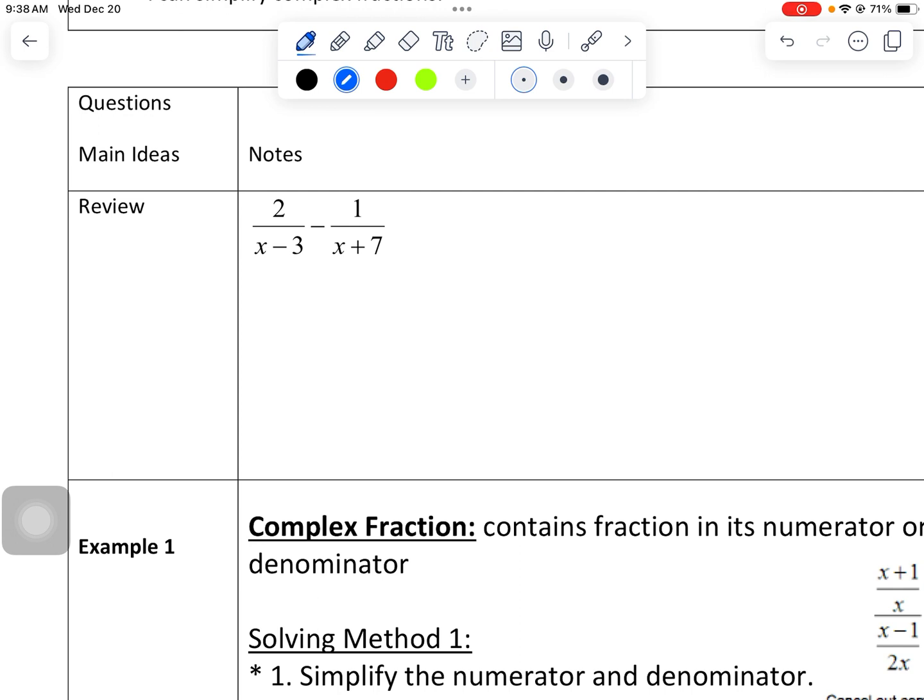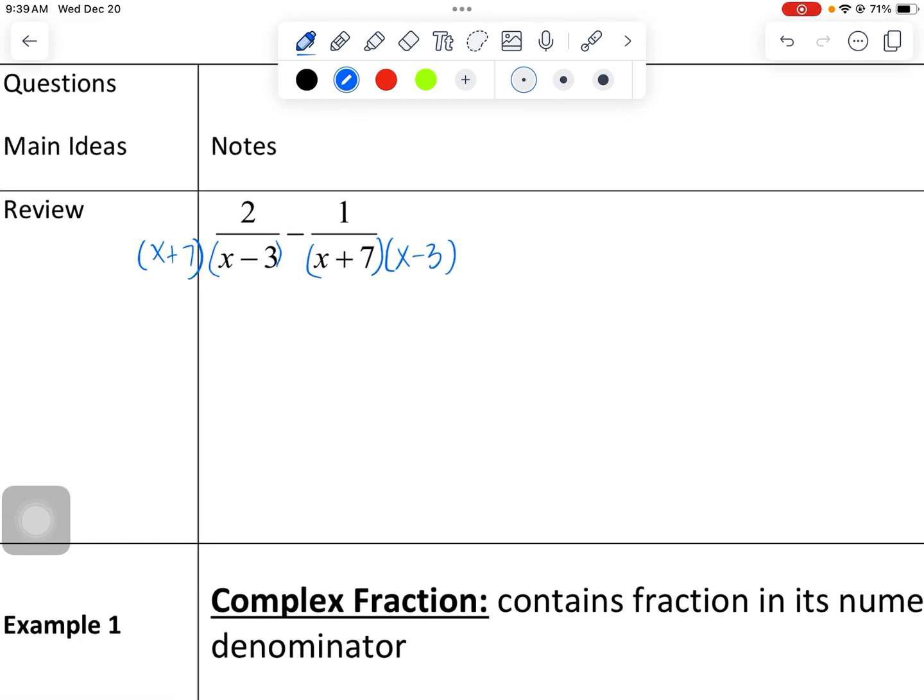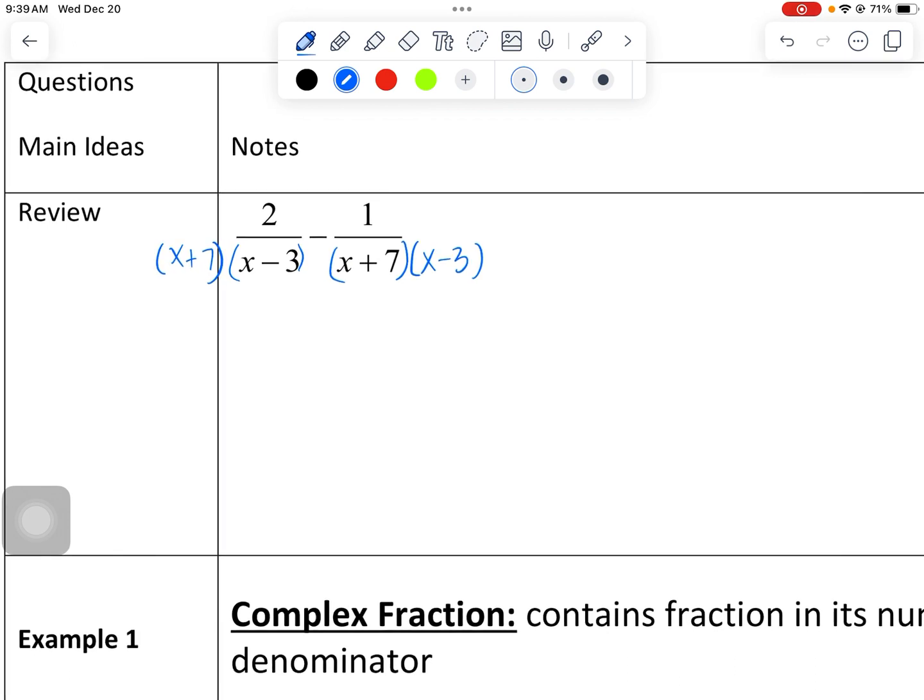So if we're finding a common denominator between x minus 3 and x plus 7, we're thinking of these as a factor together. And so this side is missing an x minus 3, and this side then would be missing an x plus 7. So that would make the denominators the same. But in order to keep our fractions equal or equivalent, we need to multiply by a factor of 1.